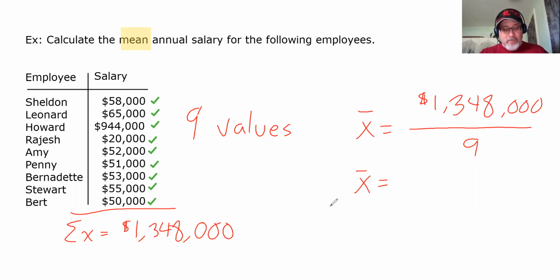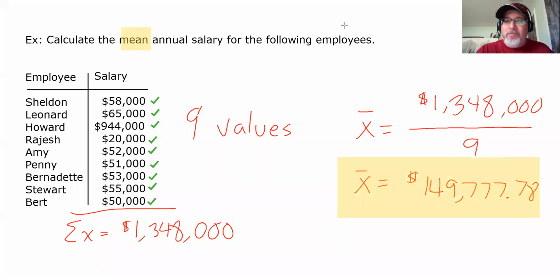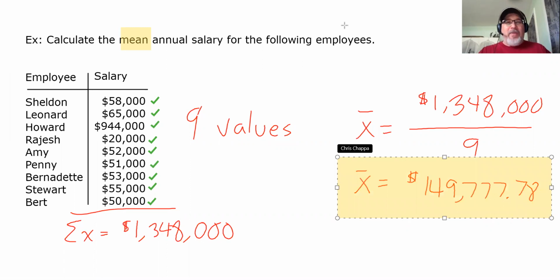And if we divide by 9 to the nearest cent, we get $149,777.78. It's actually 0.7 repeating, but that third 7 would round the second 7 up to an 8. And that's all you have to do to calculate the mean. Take the sum, divide by how many values you added.